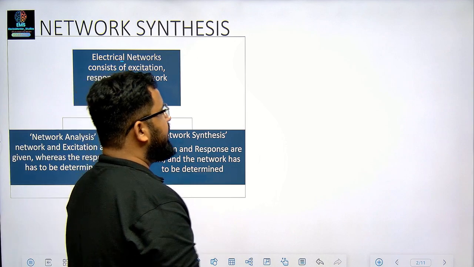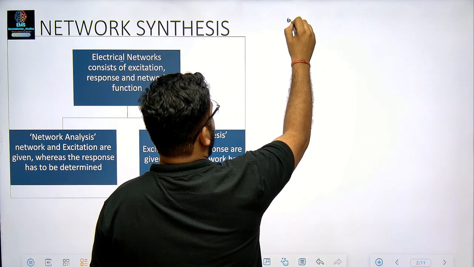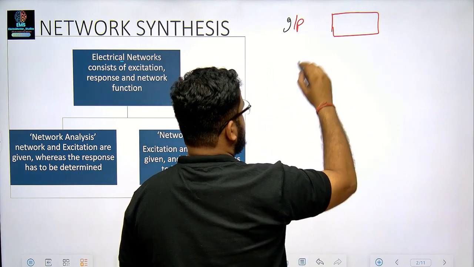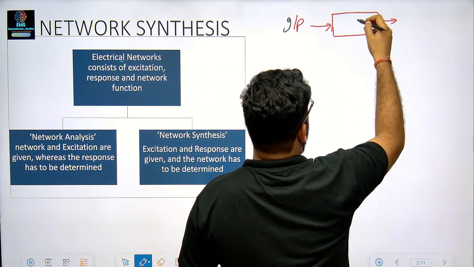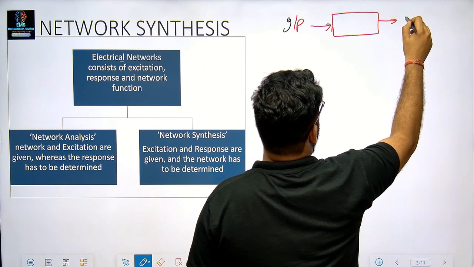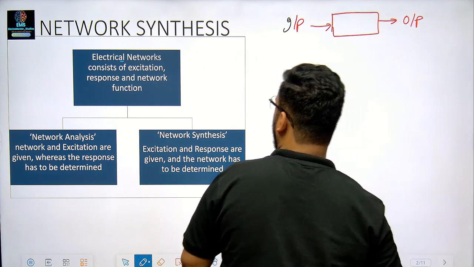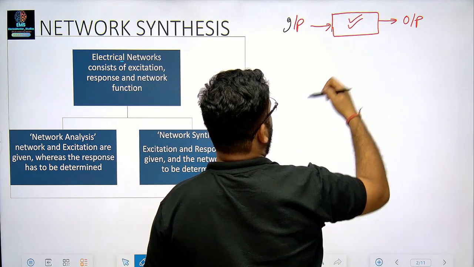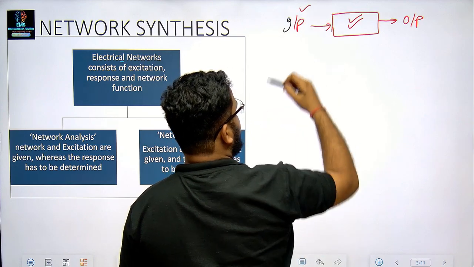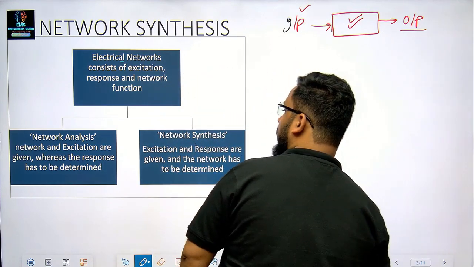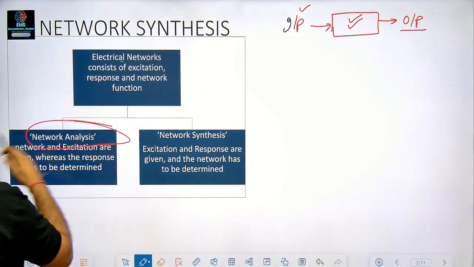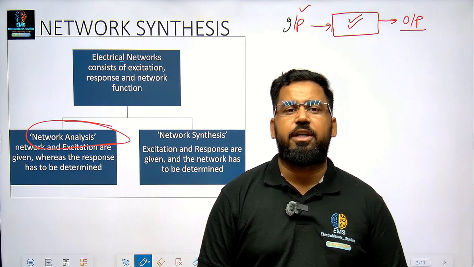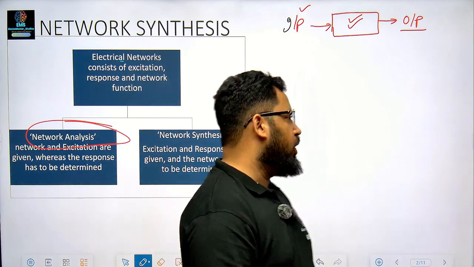So starting up with network synthesis. We have three things in an electrical network. We have input, we have network function, which is nothing but the transfer function of the network, and we have an output. If we already know the existing network and we know the input, we can derive the output. This is known as network analysis.